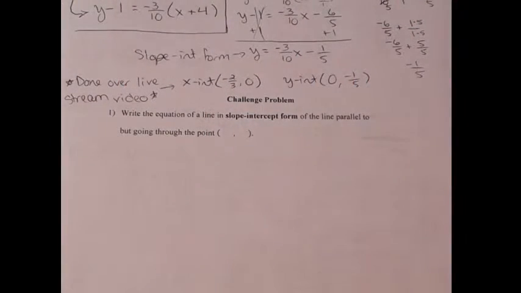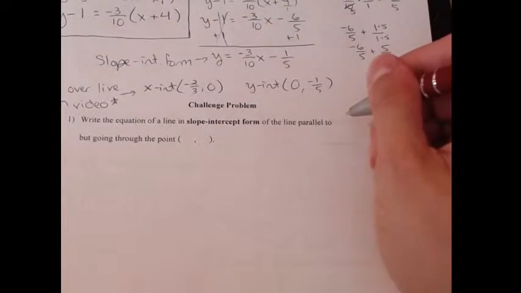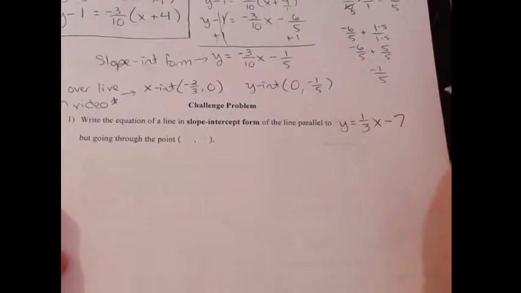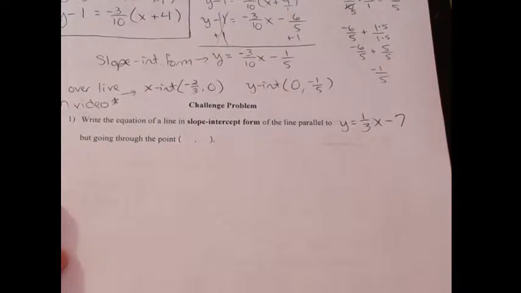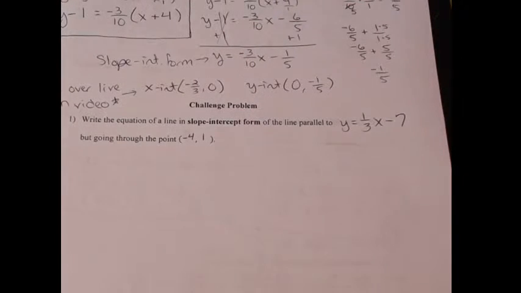Okay, we want to write the equation of a line in slope-intercept form parallel to, and I'm going to write the equation that Patrick gave us, so you could blame him if you're not happy. Just kidding. So y is equal to 1/3 x minus 7, okay? But going through the point, and we're going to choose -4, 1. Excellent, Patrick. Those were awesome suggestions. So we're going to write the equation of a line in slope-intercept form of the line parallel to y equals 1/3 x minus 7, but going through the point -4, 1.